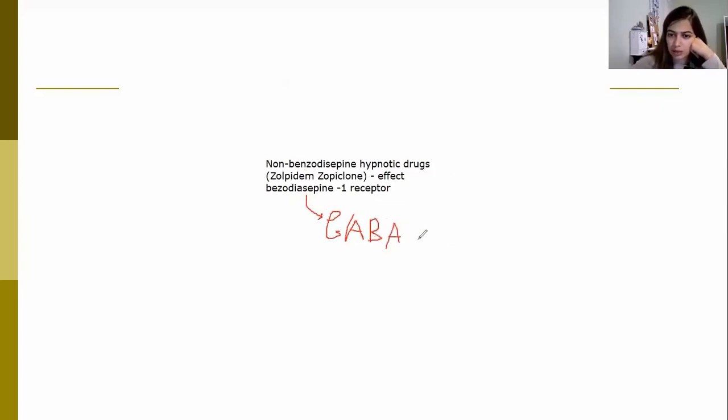So these drugs are much safer than barbiturates and benzodiazepines, but their mechanism is actually the same as in benzodiazepines. They affect the benzodiazepine 1 receptors, one of the subtypes of benzodiazepine receptors, and these drugs have fewer side effects. They can also stimulate the gamma-aminobutyric acid receptor, which leads to opening of chloride channels. Again, this means hyperpolarization, so fewer action potentials in the graph.